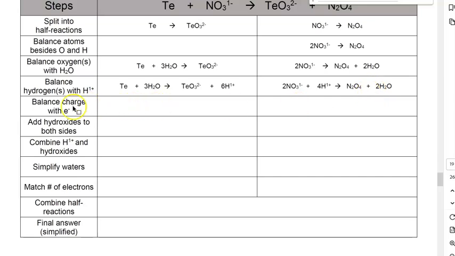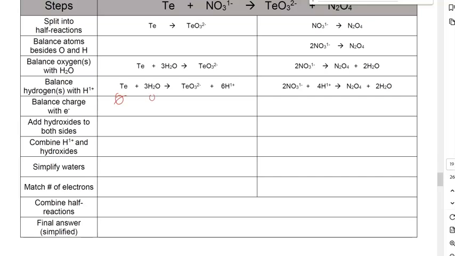So the next one is to balance the charge with electrons. This is where we're going to go through some examples here. And we're going to get my pen activated. I will be right back in the notes when I get my pen. Okay, so we're back. I got my pen working again.